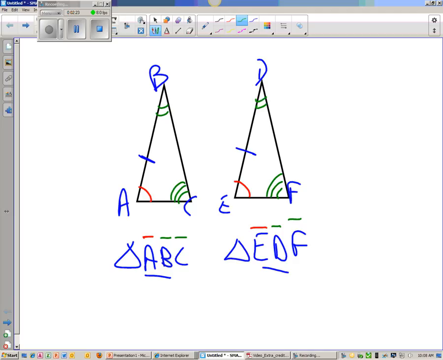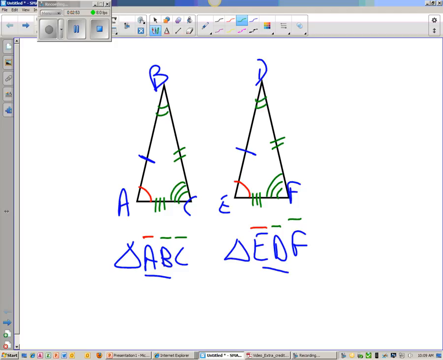Same thing kind of goes for the sides. Since I have 1 hash mark for AB and ED, if I wanted to let you know that BC corresponds to DF, I'll come over here and put 2 little slashes there to let me know that those two sides correspond to each other. And then finally at the bottom, I'll put 3 hash marks there with 3 hash marks there to let me know that AC corresponds with EF.